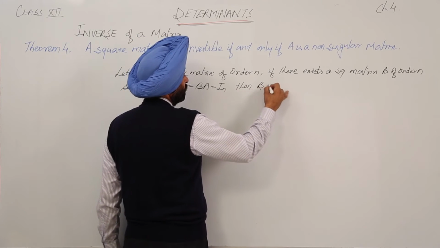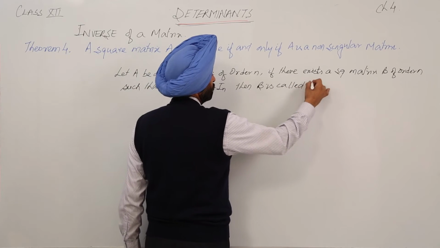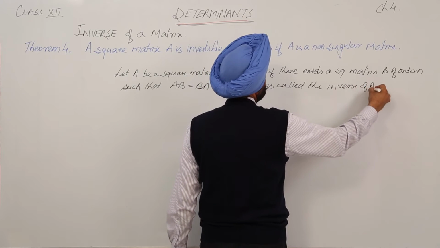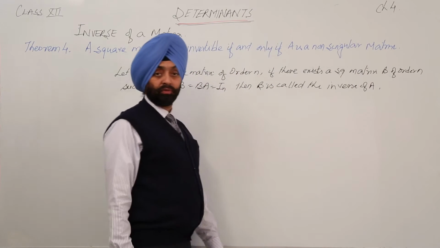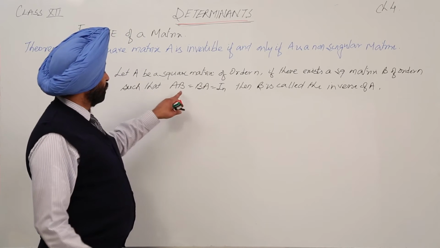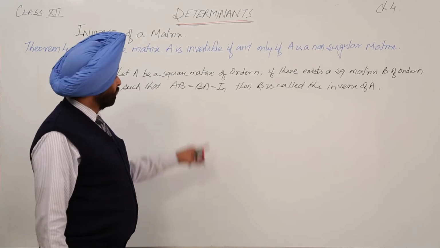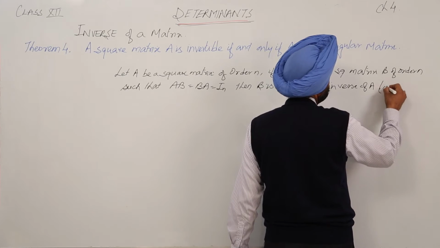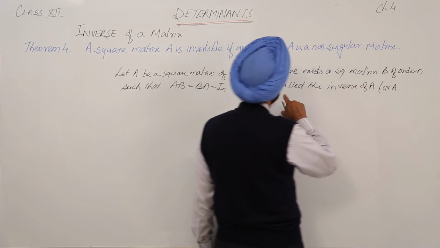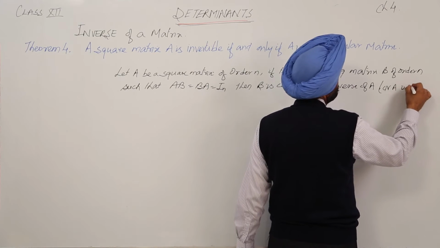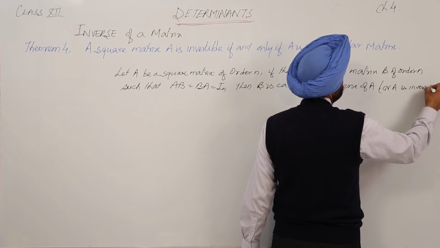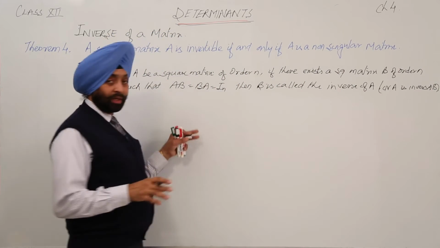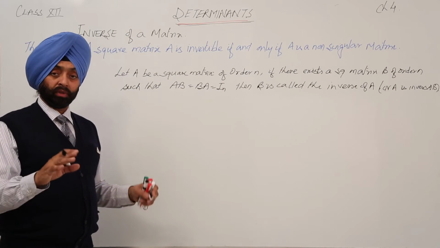Or we can say if AB is equal to I_n, B is called the inverse of A. If BA is equal to I_n, then A is called the inverse of B. So B is called the inverse of A, or A is the inverse of B. Okay, so you have already done this part. Why have I written this one? Because you have already done this in the last chapter.